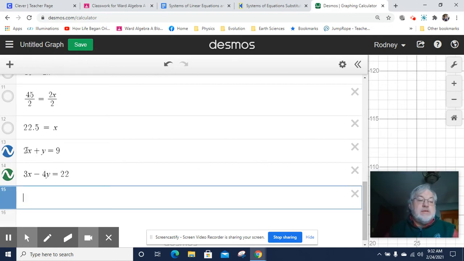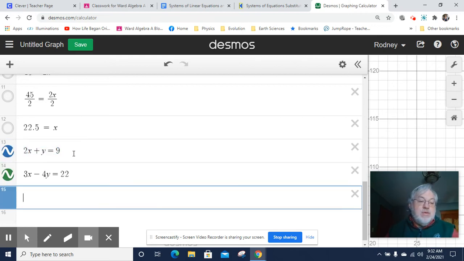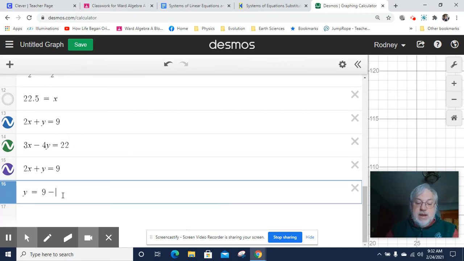So what I'm going to be doing is I'm going to be sniffing around these two equations to see, is there an easy variable to isolate? 3x and 4y and 2x are all going to be a little more complicated to isolate. y all by itself with a coefficient of 1 should not be terribly hard to isolate. So I'm going to work with that one. So to isolate that, I'll subtract 2x from both sides. So it'll be y will equal 9 minus 2x.